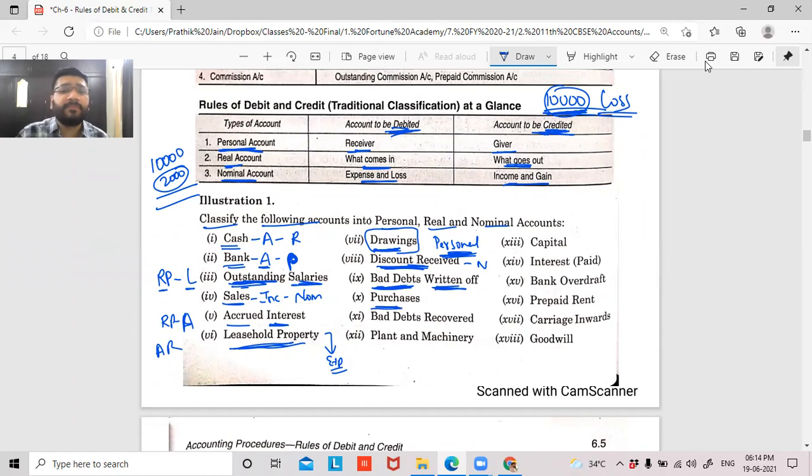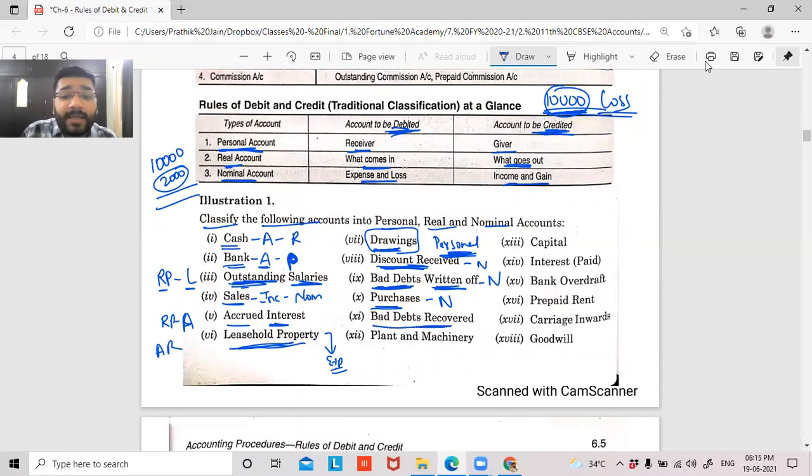Purchases, guys. Personal, real, or nominal? Nominal, because it has got the flavor of expense. So bad debt has got the flavor of loss, hence this is also nominal. Purchase has also got the flavor of expenses, nominal.